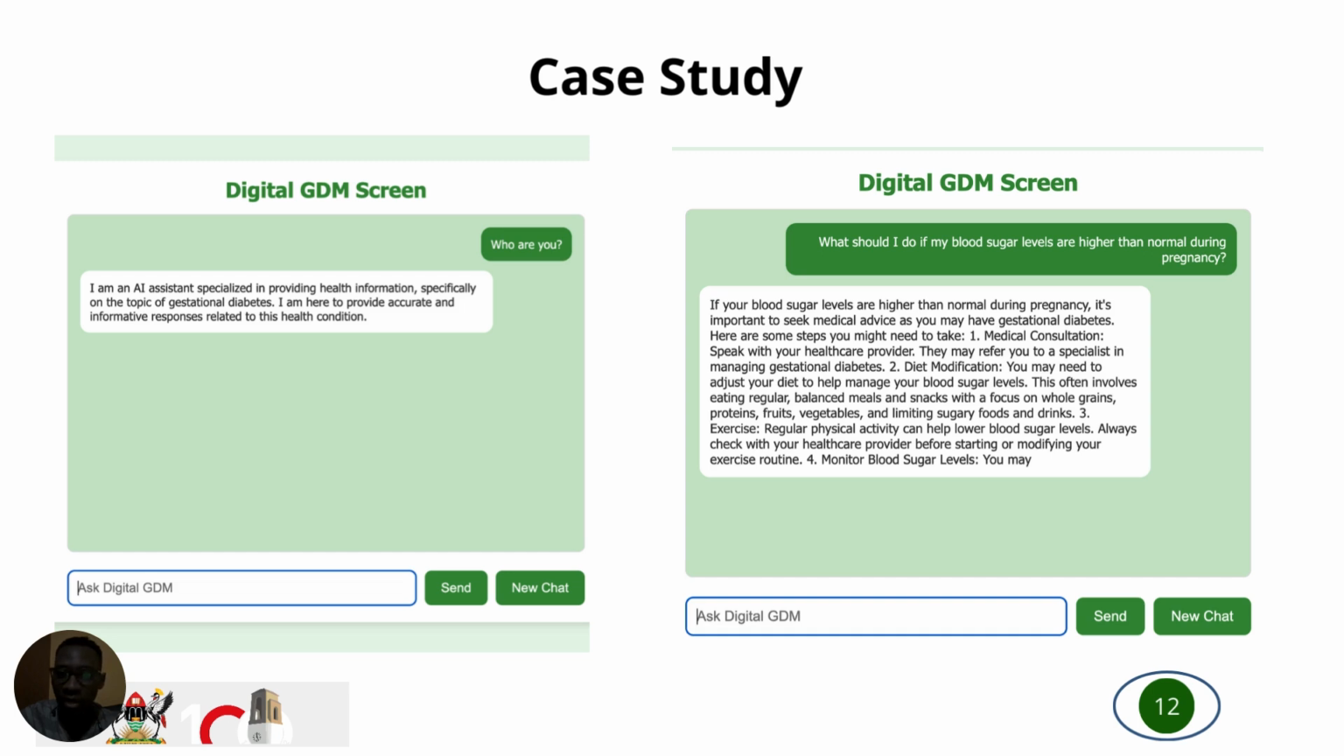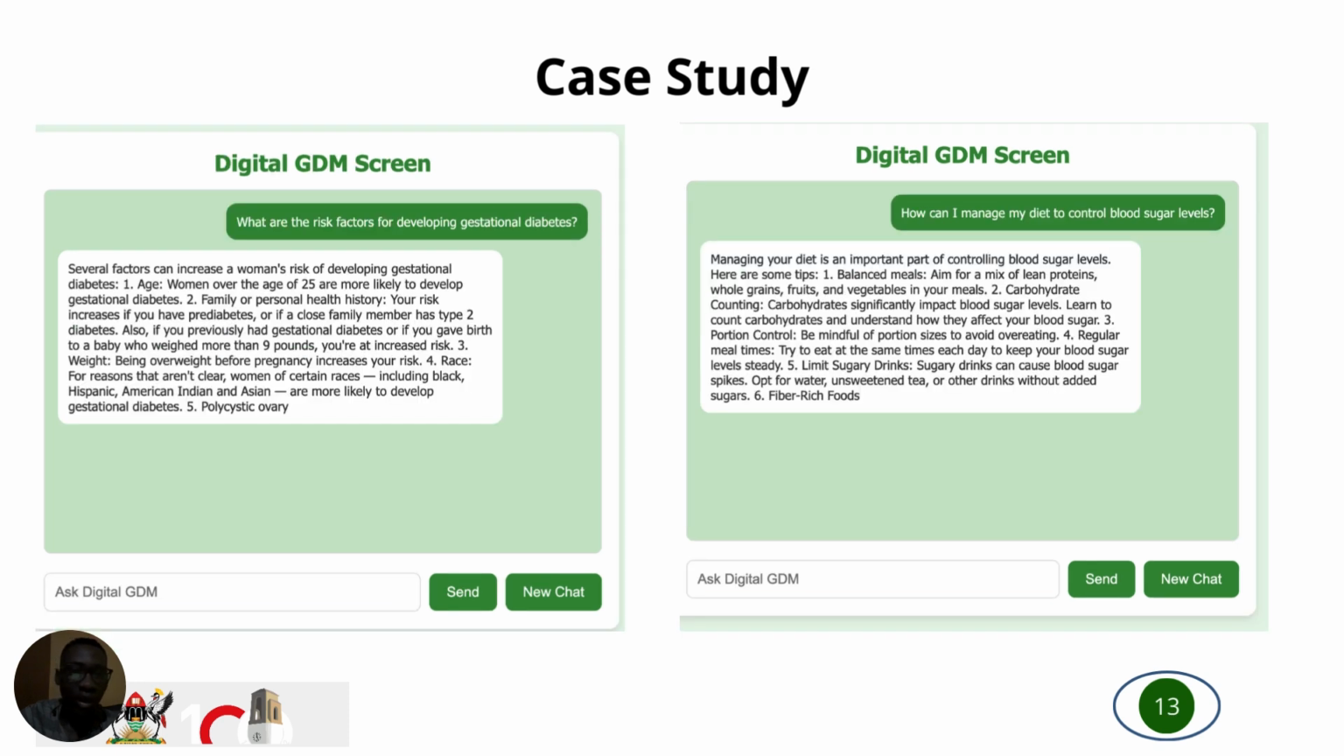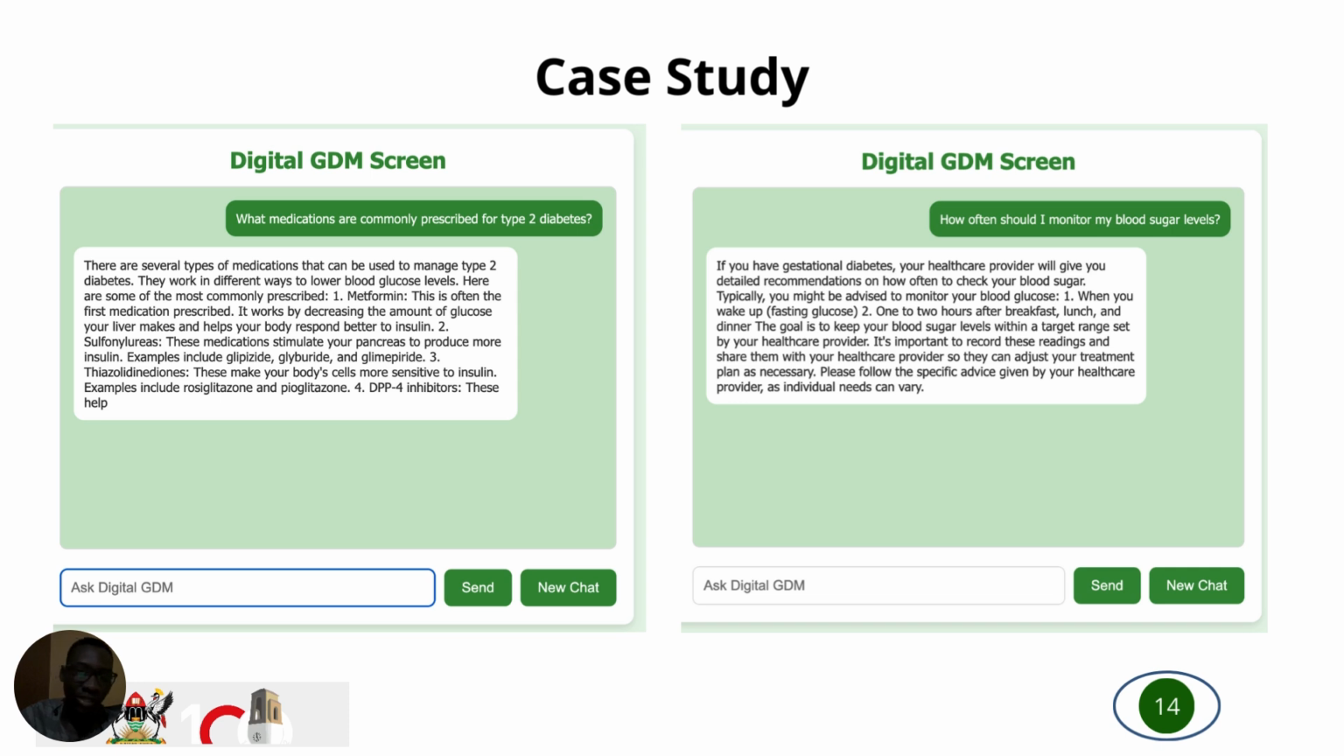So that's another case study. What should I do if my blood sugar levels are higher than normal during pregnancy? And the response here: if your blood sugar levels are higher than normal during pregnancy, it's important to seek medical advice, as you may have gestational diabetes, and so forth. So this is another case study: what are the risk factors for developing gestational diabetes? And then, how can I manage my diet to control blood sugar levels, and their respective responses? Another case study: what medications are commonly prescribed for type 2 diabetes, and how often should I monitor my blood sugar levels? These are all case studies.